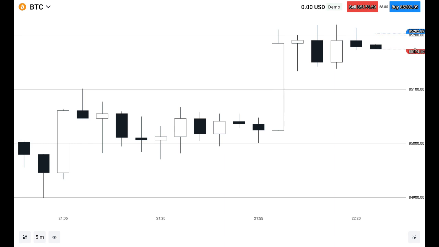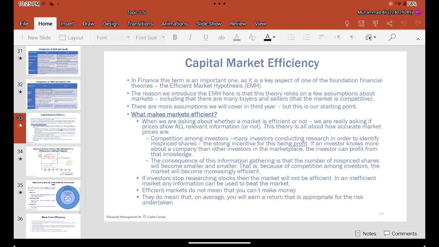This price over here has a brain. It knows exactly what happened. So I can't go to the past and say, oh, this pattern happened, now this pattern will happen again. No, the price is more clever than you. The stock is more clever than you. It knows exactly what happened in the past, so you can't beat the market, right?